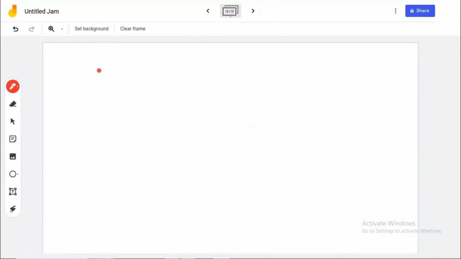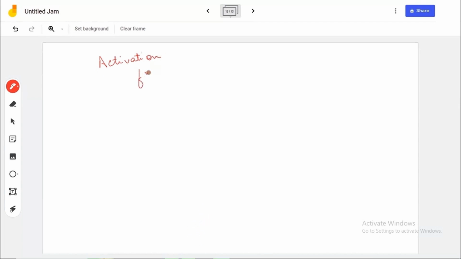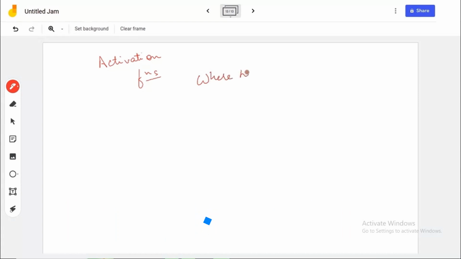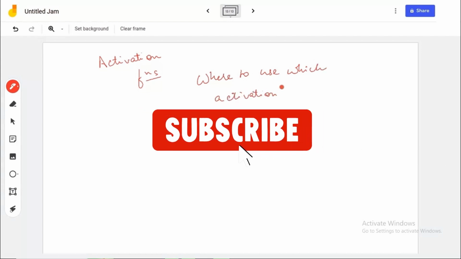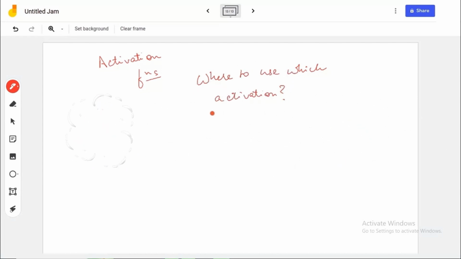So what we covered today are different activation functions. In the next class, we will learn why we use some activations and not others, where to use which activation, and what were some of the problems with the previous activations.